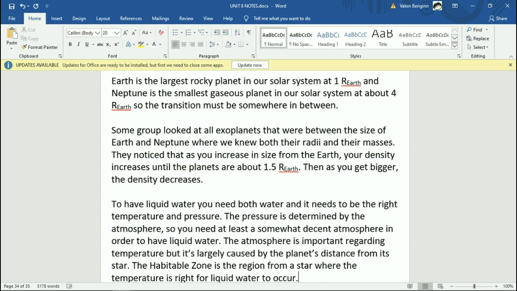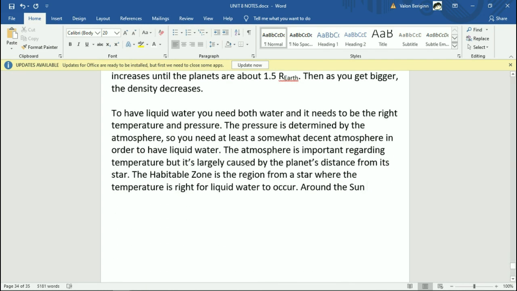I mean, we would probably not be happy because it would be very cold, but you would have liquid water, and you could probably have some life there. So around the sun, this is kind of a general, again, people argue about this specifically, but we think the habitable zone is from about 0.7 AU to 2 AU.